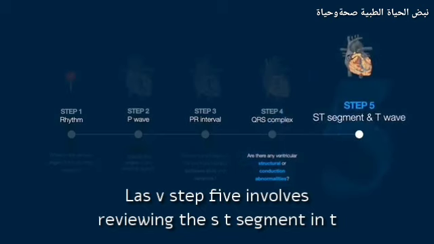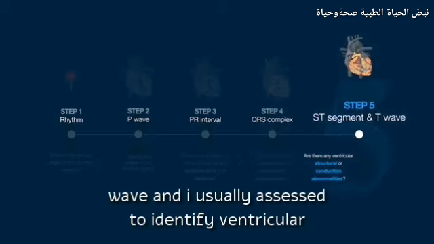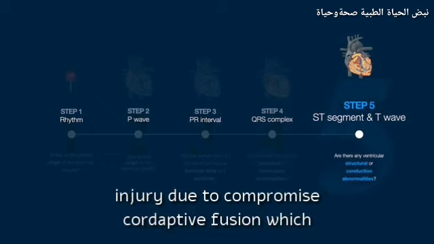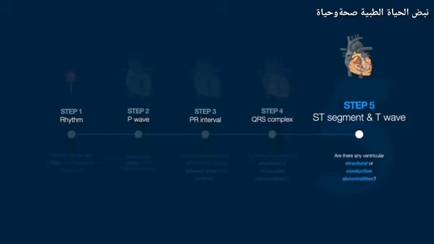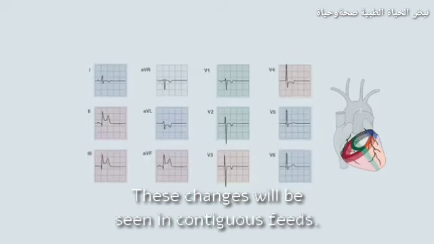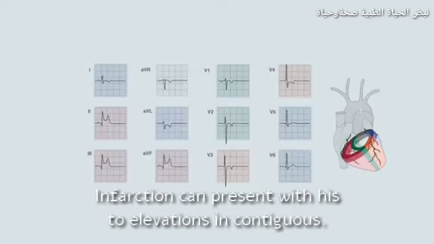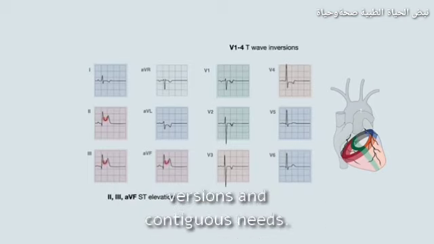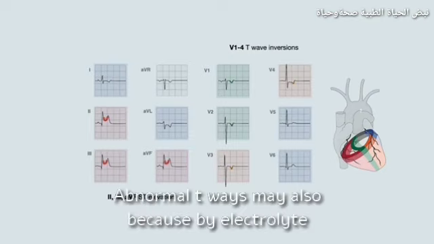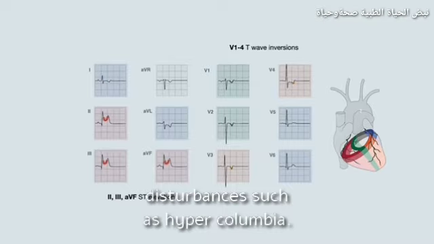Lastly, step 5 involves reviewing the ST segment and T wave, which are usually assessed to identify ventricular injury due to compromised cardiac perfusion, which may occur from ischemia or infarction. These changes will be seen in contiguous leads. Infarction can present with ST elevations in contiguous leads, whilst ischemia can present with T wave inversions in contiguous leads. Abnormal T waves may also be caused by electrolyte disturbances such as hyperkalemia.